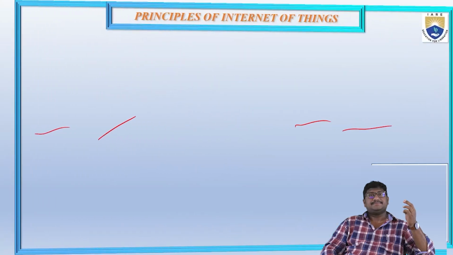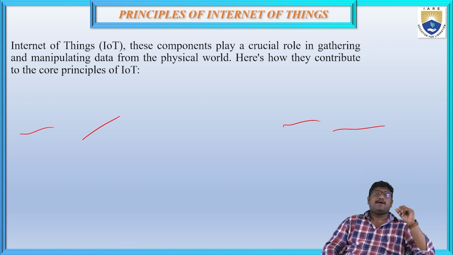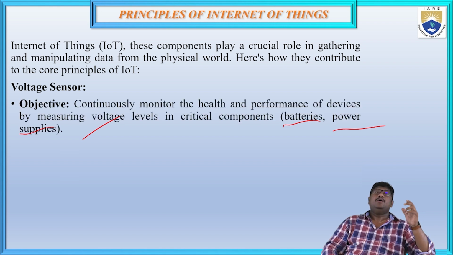Have a look, guys. What exactly is IoT? As I told you, Internet of Things. Here, every component which is connected through the Internet plays a crucial role. These components are used for gathering information and for manipulating data in the physical world. How are we going to contribute with these sensors in our principles of IoT? Coming to the first one, the voltage sensor.